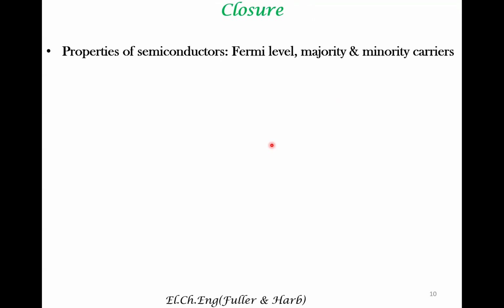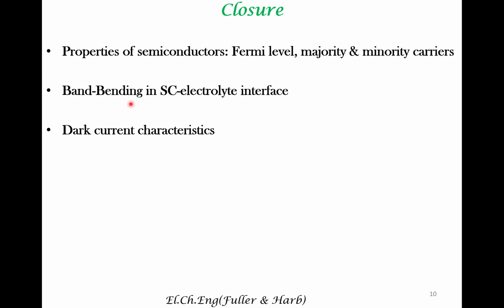Overall, what are the topics which we have addressed? We looked at many properties of semiconductors. Especially, you should get used to the notion of the Fermi level, what it really means, what is the role of majority carriers and minority carriers in N-type and P-type semiconductors, how band bending is achieved in a semiconductor electrolyte interface, and why band bending is important. It is very important for separating the electron-hole pair that is generated upon light absorption.